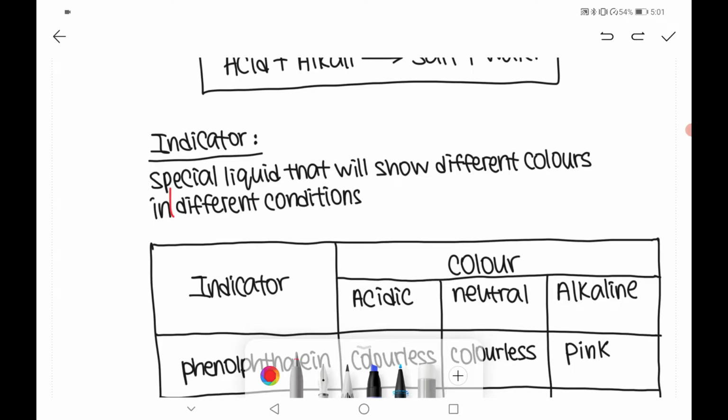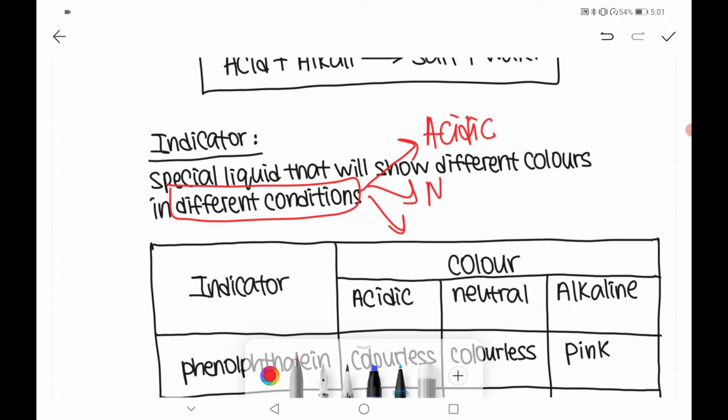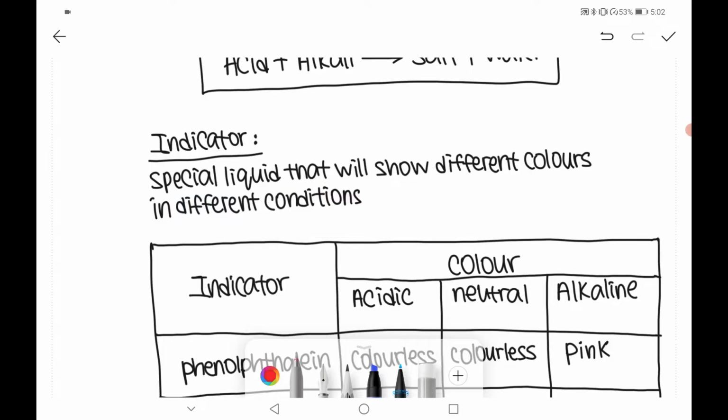What do we mean by different conditions? There are three conditions you need to know. The first condition is acidic. The second condition is neutral. The third condition is alkaline. Which means, if you put the indicator in acid, it will give you one color. If you put the indicator in neutral solution, you will see another color. If you put the indicator in alkali, you will get another color. So this is what's so special about indicator. Indicator can give us different colors in acid, in alkali, and in neutral substances.